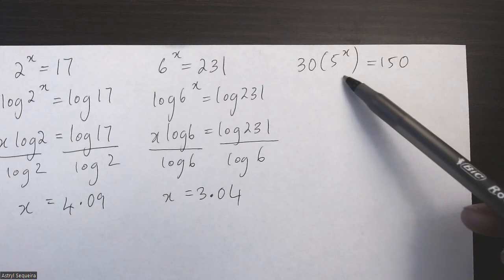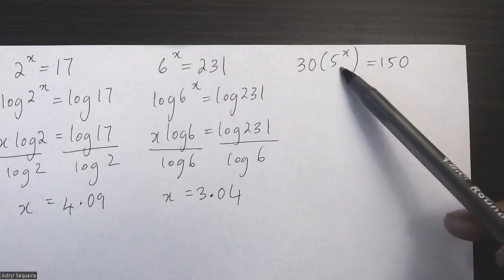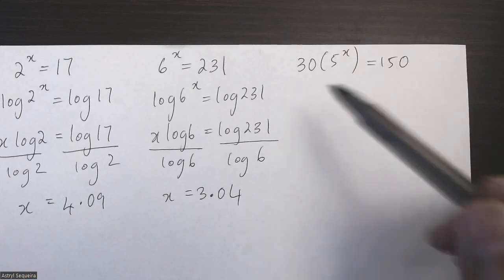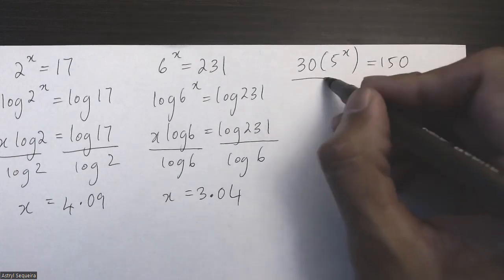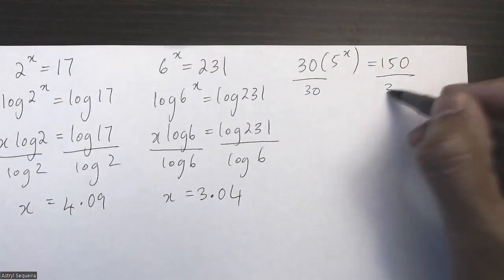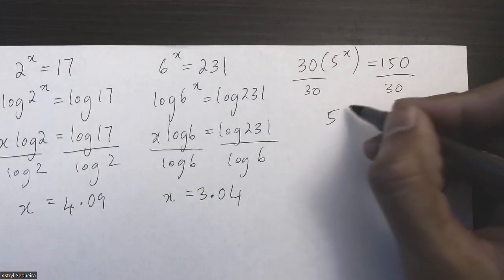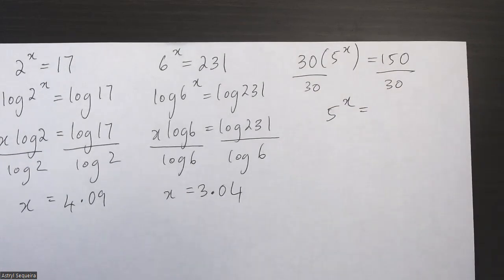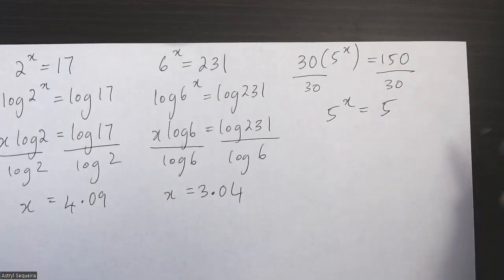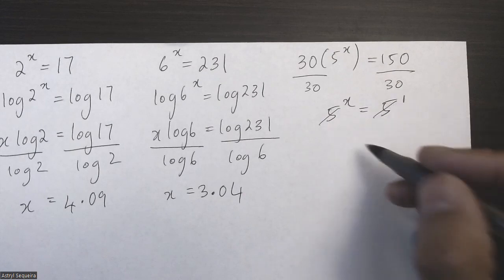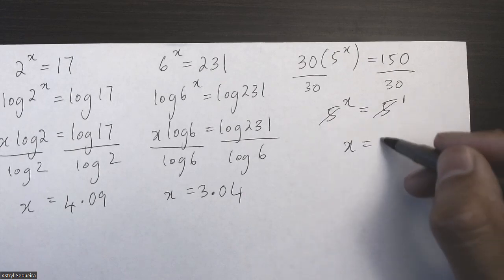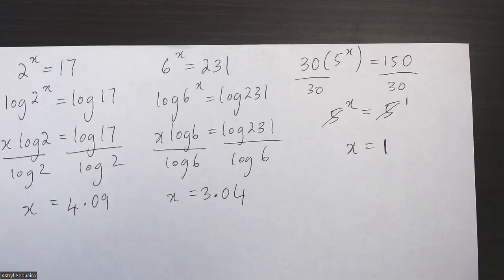This next question here, I have a constant being multiplied. So before I log both sides, I want to get rid of this constant. I'm going to divide both sides by 30. So I'll get 5 to the power of x equals 5. And you don't even need logs here because you know that the exponent one is just 1 over here. It's the same base. I can actually cancel them. So this one can actually be done without a calculator, and you just end up with x equals 1.